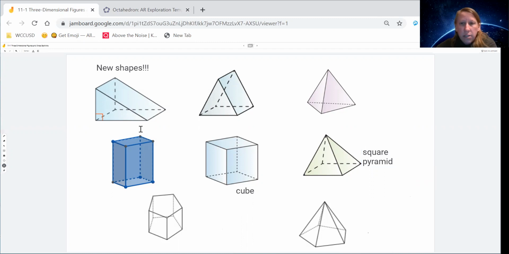You know any of these other shapes? This is also a pyramid. It goes up to a point. It's a triangular pyramid. And this one is actually one of the special Platonic solids. This one happens to be called a tetrahedron.